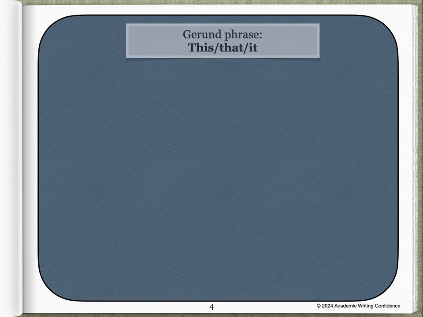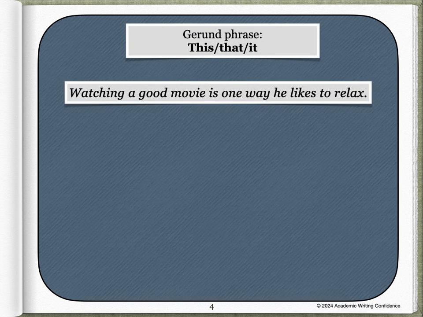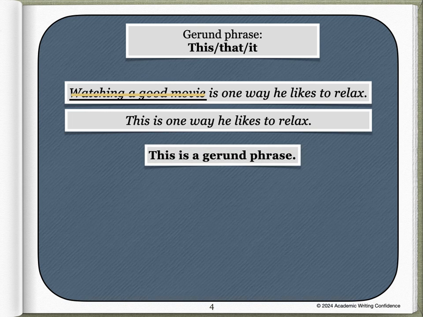Let's look at another example. Watching a good movie is one way he likes to relax. The phrase is watching a good movie. Let's replace it with one of our words. This is one way he likes to relax. You can see here that this does make sense. This is a gerund phrase.